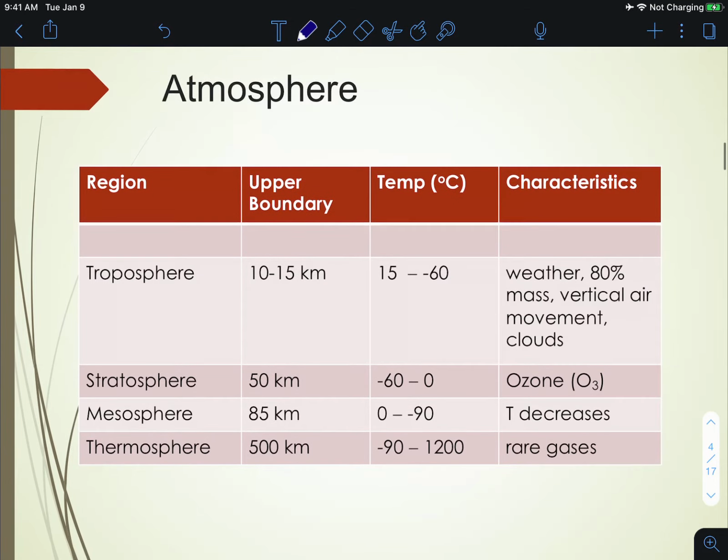This is just showing you those regions of the atmosphere. Got some characteristics here to look at. You can spend some time looking at that. I don't really need to say much about that.